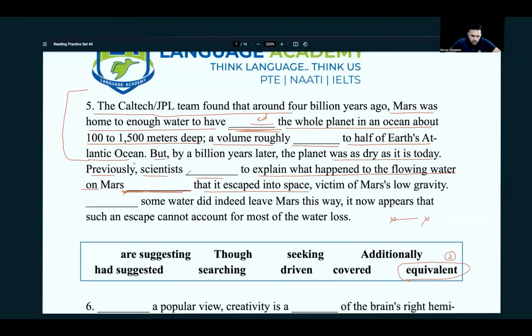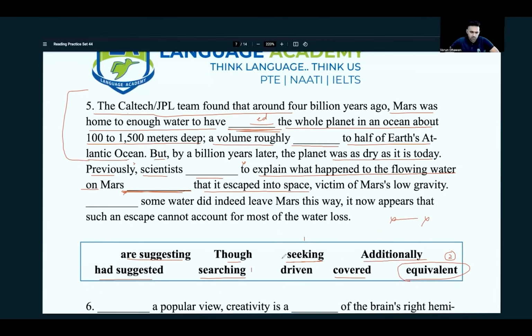Previously, scientists are suggesting won't go right. Had suggested to explain won't make sense because this will be grammatically incorrect. You can simply say scientists had suggested that. You will never say had suggested to explain. Previously, scientists searching to explain can be the right answer, but I'm not too sure. Seeking to explain can go. Driven to explain no, covered to explain no, additionally to explain no. Either seeking or searching.